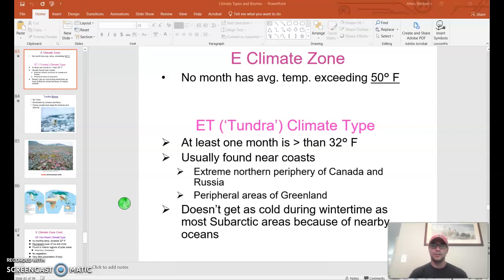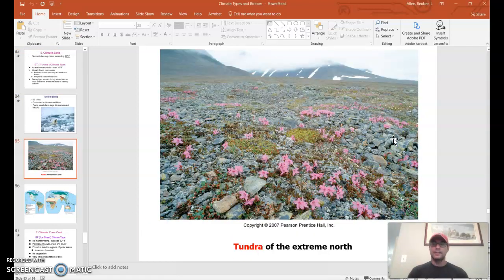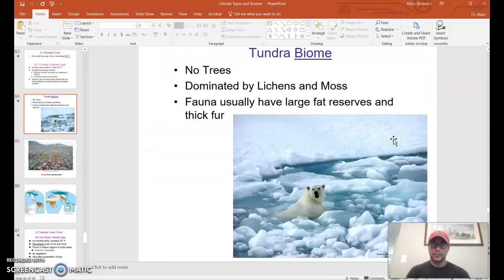Okay, so for tundra climate type, lettering convention, uppercase ET, at least 1 month must exceed 32 degrees Fahrenheit. In other words, at least one monthly mean temperature must exceed the freezing point. And so even though that is not warm enough to support forest growth, it is warm enough to support vegetation growth. And so the dominant vegetation type within the tundra environment tends to be lichens and mosses, like what you see here in this particular picture.